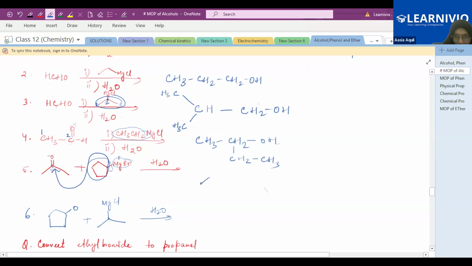This is your alkyl group, which is attached to this carbon, right? This carbon, and here we will attach the hydrogen. This C-O bond, you just break this C-O bond and attach this hydrogen to this oxygen. That's the product. Any doubt in this?